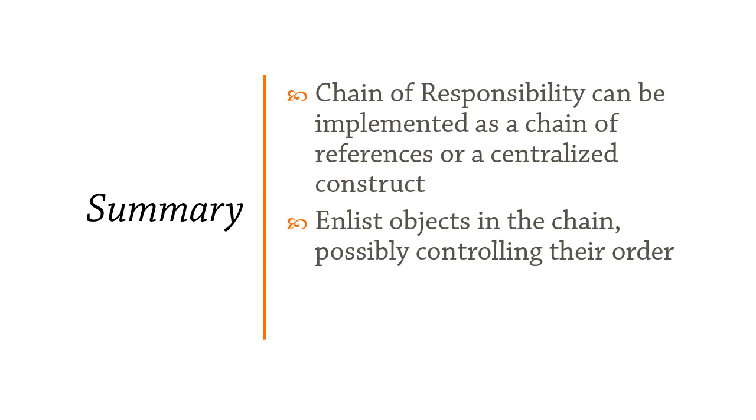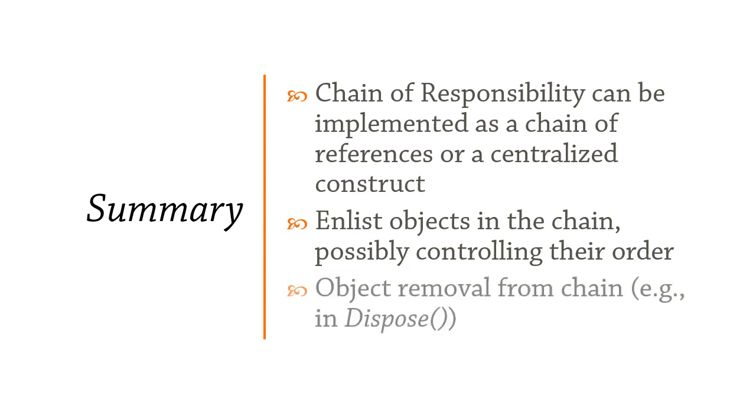So if one processor of certain events is more important than another, you can put it closer to the beginning of the chain so it gets a chance to process events before the other components in the system get a chance to do so. And finally, you can implement different ways of removing the objects from the chain.